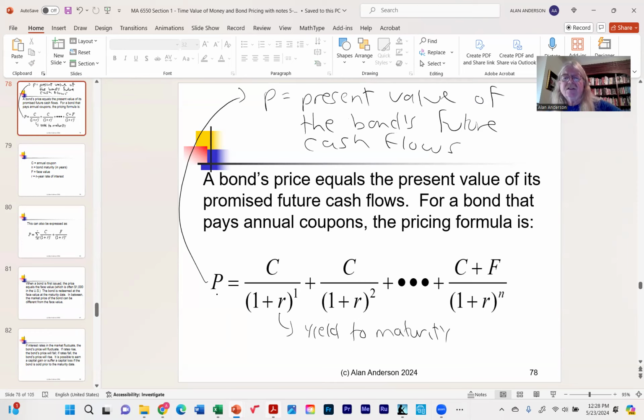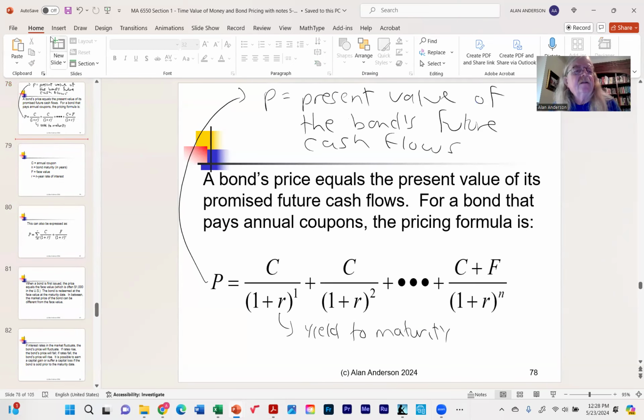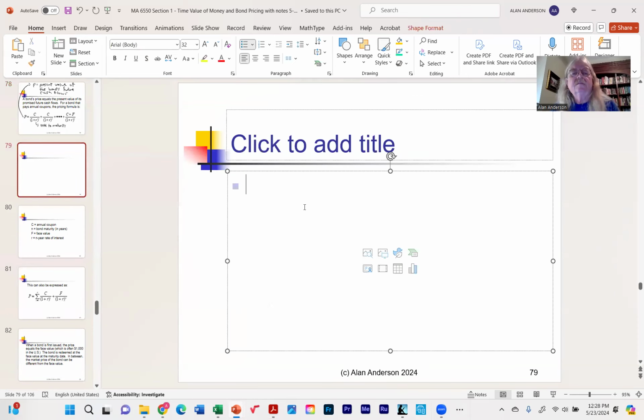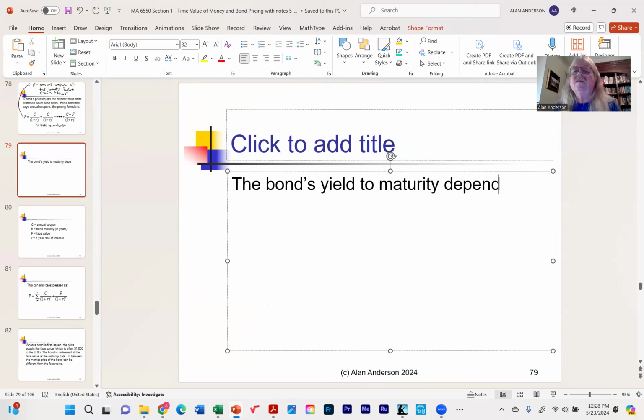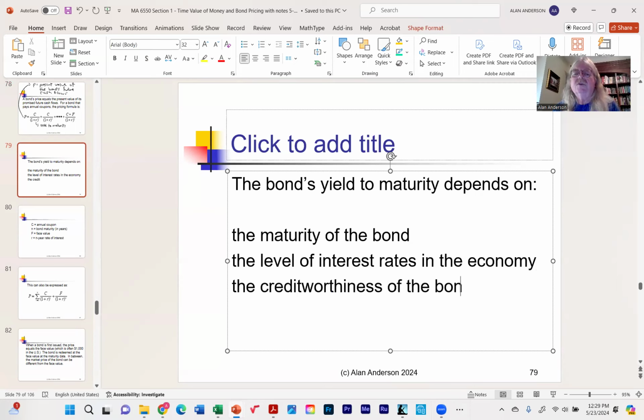Now, the yield to maturity itself is unique to each individual bond. And it can depend on several factors. The most important ones are the maturity of the bond. In other words, it matters a great deal if it's a 5-year bond or a 30-year bond. The level of interest rates, the economy, and the creditworthiness of the bond issuer. Okay, and that's just common sense.